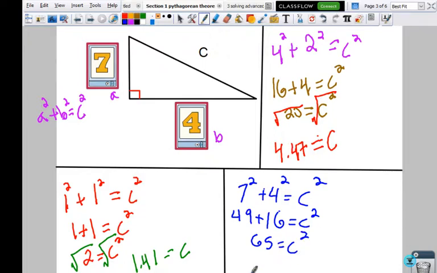And Kinsey, how do I get rid of the squared? Say it again so I can hear you. How do you get rid of it? Oh, you square root it. Square root, yeah. And you get 8.06 equals c. Alright, not bad, not bad.